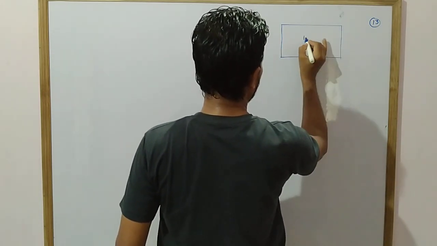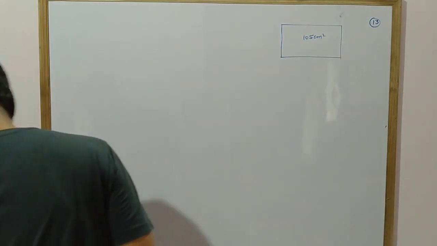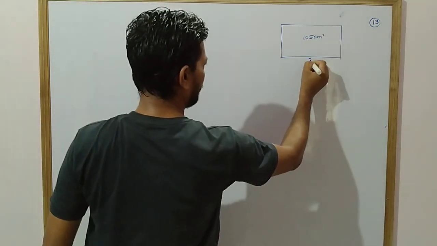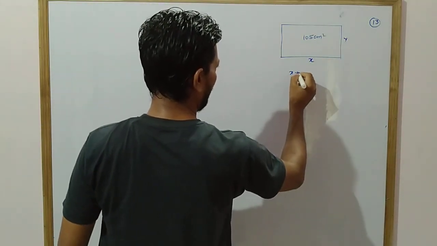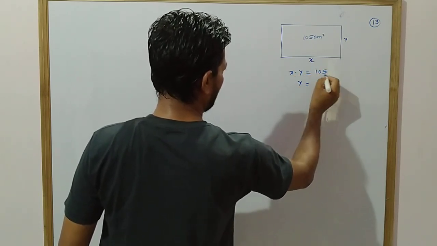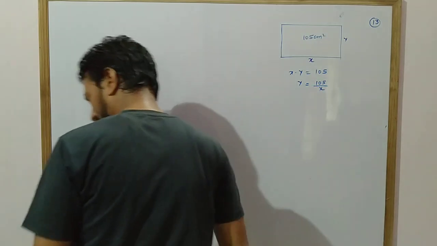Now here, a rectangle, its area is 105 cm². The length is given to be x. We have to find the breadth. Let it be y. So area x into y is 105. So breadth in terms of x will be 105 by x. Okay. Next.